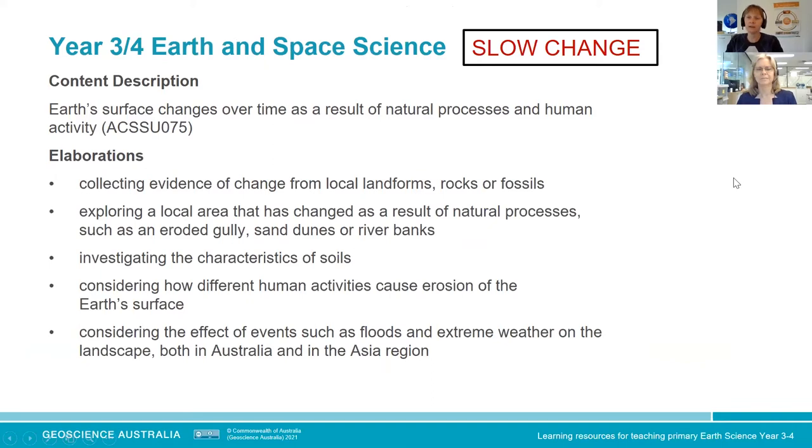So when we're looking at year three, four earth and space science and the Australian curriculum content description, the earth's surface changes over time as a result of natural processes and human activity. Now, the thing we want to focus on when we're talking about this topic with students is that these are slow changes that happen over long periods of time. And we'll show you some activities today that you'll be able to use with students that represent these slow changes.